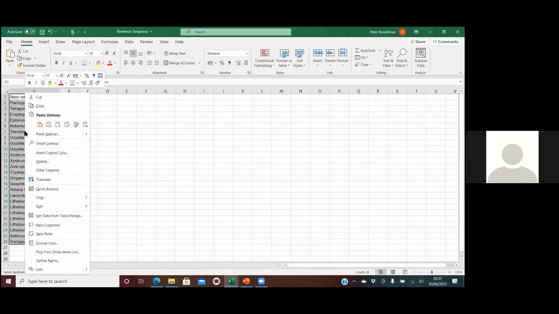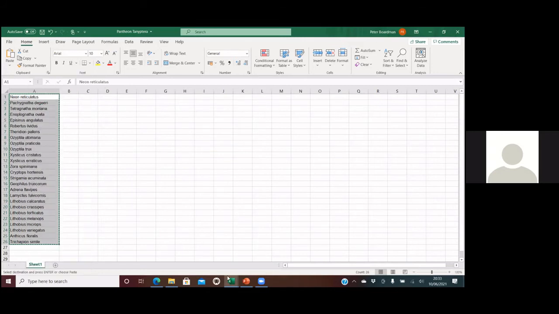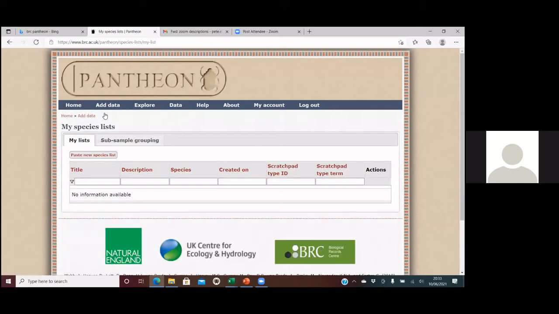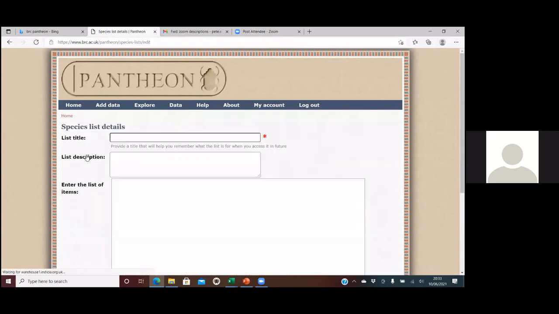And so we're going to copy that list. We're going to go back to Pantheon. We're going to click on the Add Data button and then paste and analyze species. And that opens it up for us. We're going to paste new species. We'll put a name in for it. We'll call it Tanyptera test.